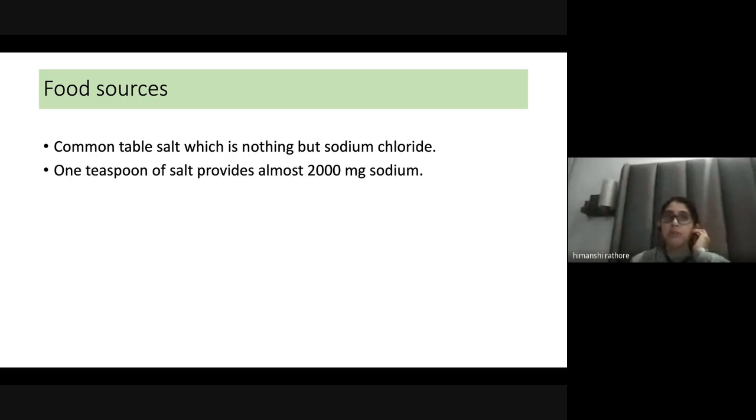And 1 teaspoon of salt which you are having will provide you almost 2000 milligrams of sodium, which is enough for a day. So it is always advisable to have less salt in your diet, otherwise you will develop a state which is known as hypertension, where your blood pressure rises. So your salt intake should be less, and only 1 teaspoon of salt is enough for your day to meet the recommended dietary allowances for sodium.